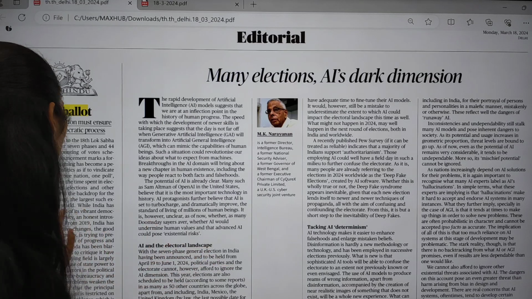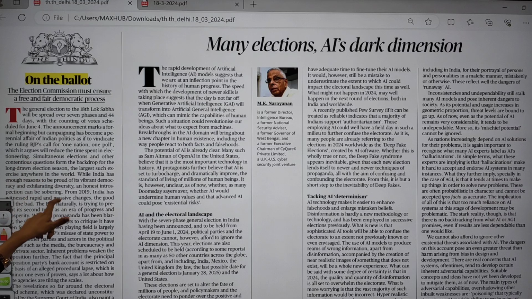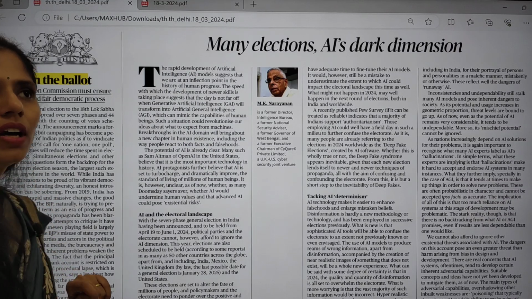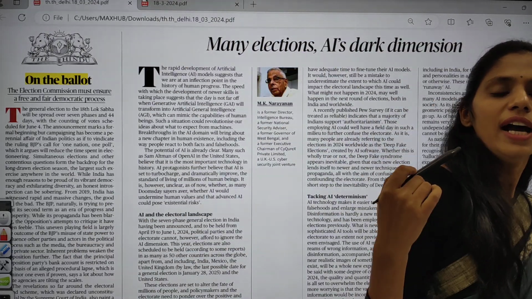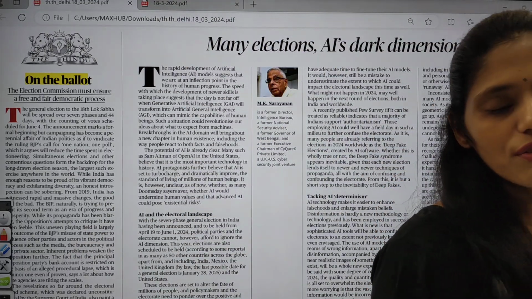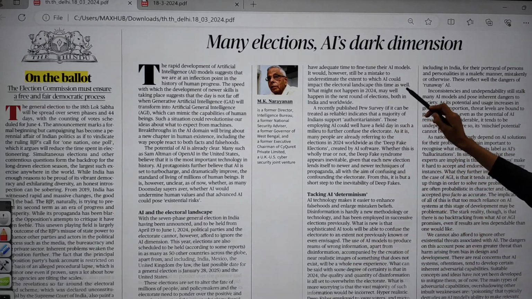So we are not going to see that. And this article is about how the Election Commission has to ensure free and fair elections. From this topic's point of view, it is very important because you can expect a question like how the Election Commission of India can ensure free and fair elections. Okay, so we are going to discuss that.